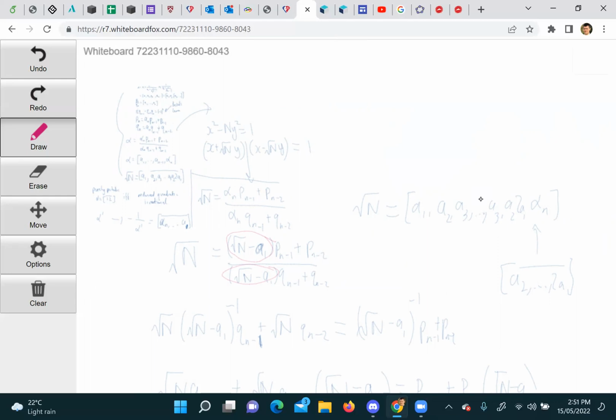Multiply the top and bottom by... Maybe just to streamline this a bit more, can we pick an alpha n such that root n equals, instead of root n minus a1, root n plus a1?